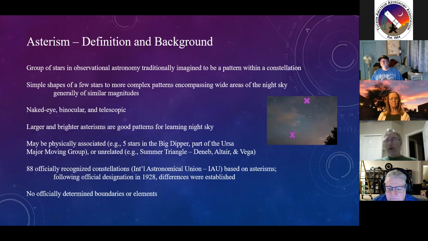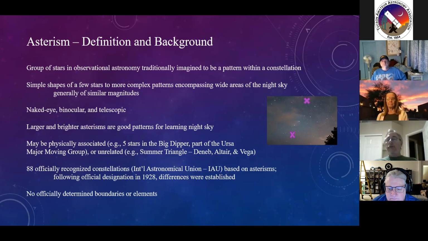I think the same thing also applies to the Belt of Orion, the OB1 moving group. And then you have unrelated stars, which is what most asterisms are. And you look at something like the Summer Triangle, which is very large, and in this case goes across multiple constellations and a fair amount of area or territory in the sky, as that's comprised of Deneb, Altair, and Vega.